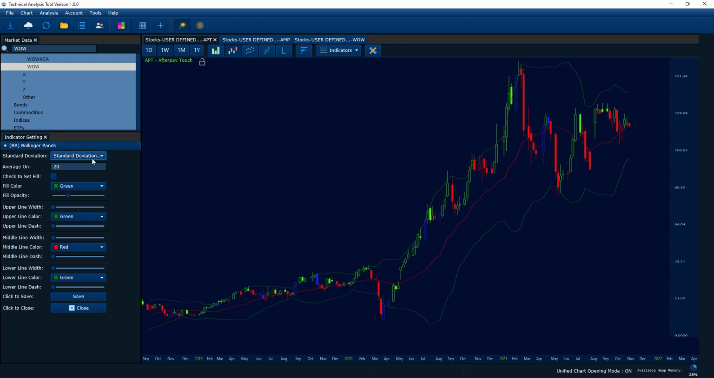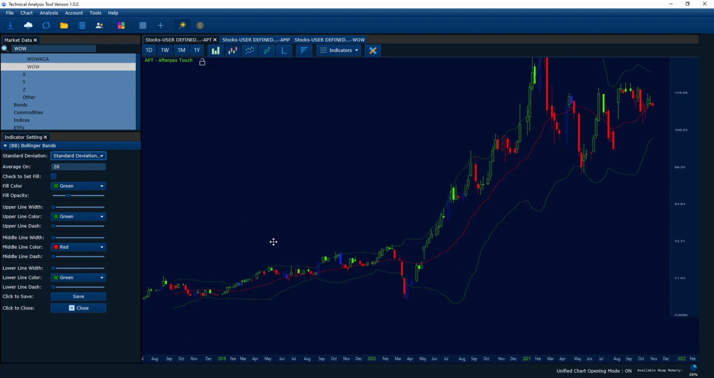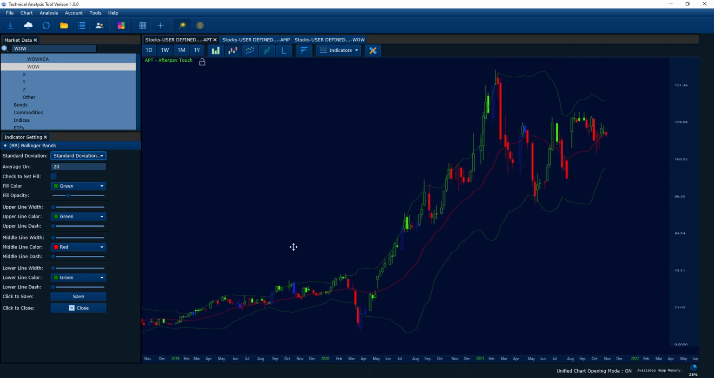The idea is that type 1 deviation means this channel includes 60 or 65% of price action within the bands. If you choose deviation type 2, it's more strict, which means 90% of the price action, in the probability calculation, will happen inside the bands. As you can see, it's included more price action now.